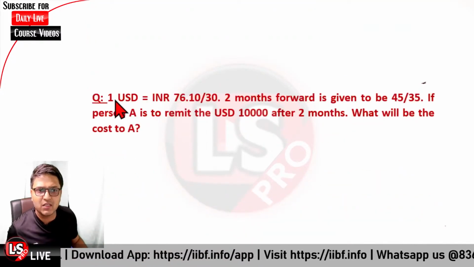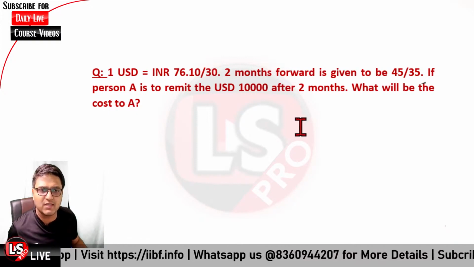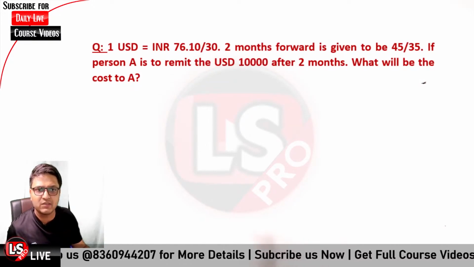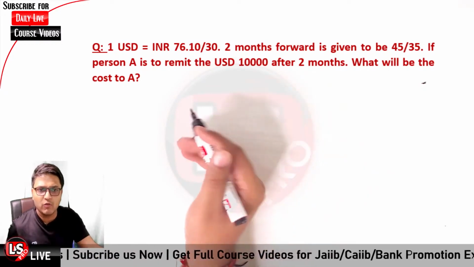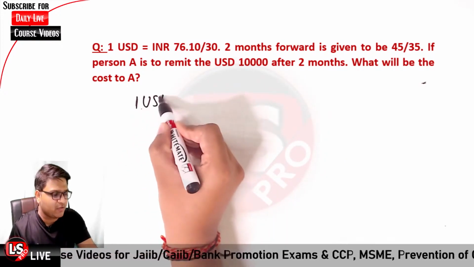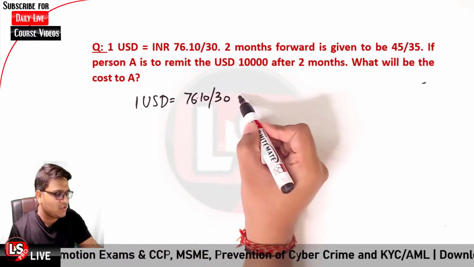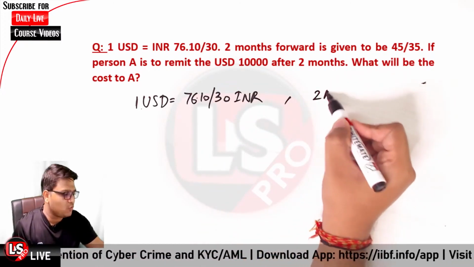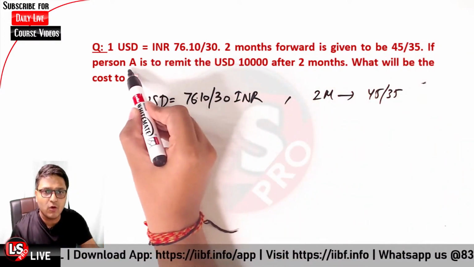Then the other numerical says: USD is equal to INR 76.1030, and 2-month forward is given to be 45/35. If a person is to remit USD 10,000 after 2 months, what will be the cost to A? Now we need to calculate the cost for person A. Over here you are provided with the quote 1 USD equal to 76.10/30 INR, and the 2-month forward points are given to be 45/35, and we want to remit the USDs.